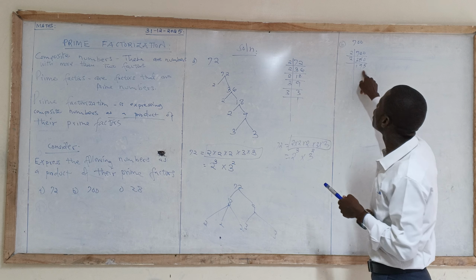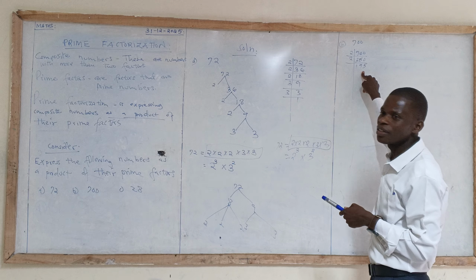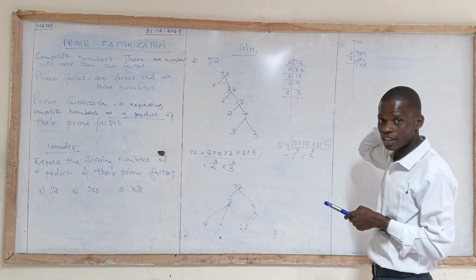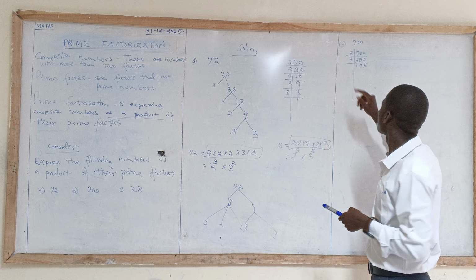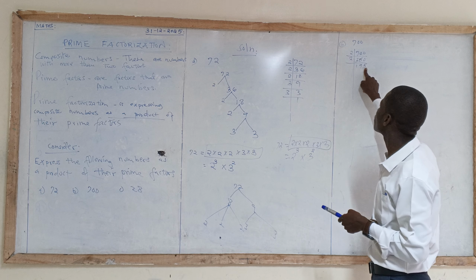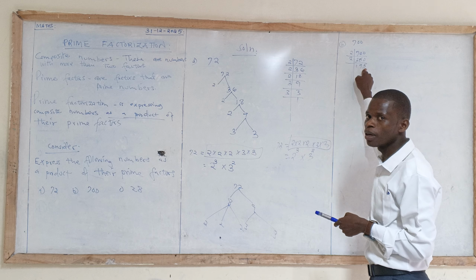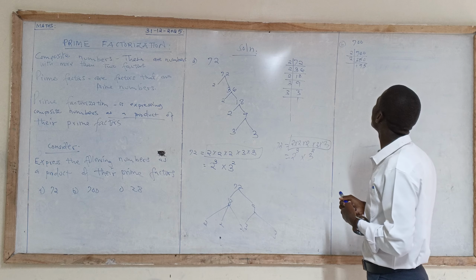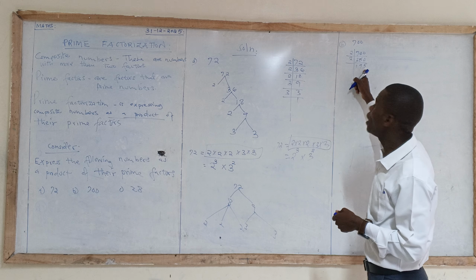Now, next, 3. The next prime number is 3. Can 3 divide this number? When is a number divisible by 3? When the sum of the digits is divisible by 3. 1 plus 7 is 8. 8 plus 5 is 13. 13 is a prime number, so this number is not divisible by 3, so we don't need to waste our time. Move to 5. Yes, the last digit is 5.